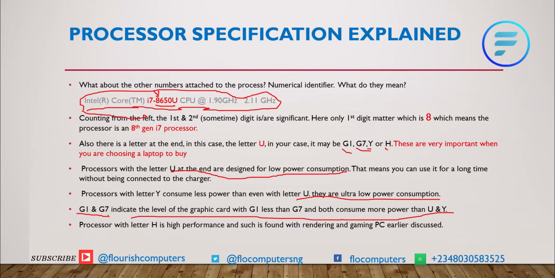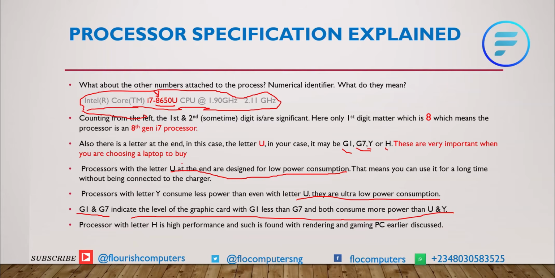It could be because of the kind of processor that you have that is designed to run a powerful graphical application, gaming, and in that case it is going to tell on the lifespan of your battery. I mean the power consumption, or the power drainage, of your battery. But a processor with letter H is high performance, and such is found with rendering and gaming PC earlier discussed.